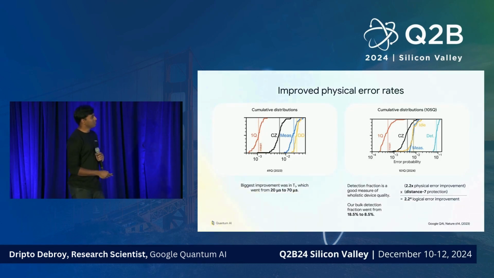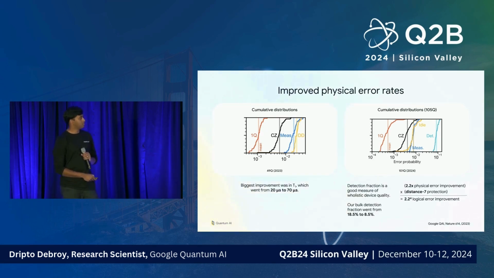So just to look at how these two error distributions compare. It's harder to see in this horizontal picture, but the error distributions for our new device have shifted to the left, roughly by a factor of 2.2. The biggest improvement is in T1, which went from 20 microseconds to 70. In terms of detection event fraction, which is shown here, it went from 18.5 to 8.5. The detection event fraction is the likelihood that a given measurement flips in the next round. It gives you a sense of how many errors there are in your device holistically. And in the bulk, we had about a halving of this parameter.